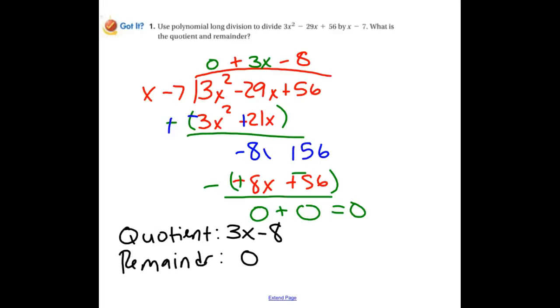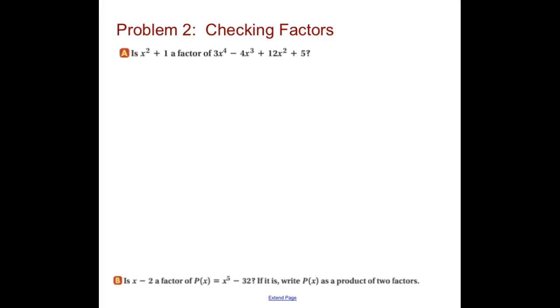So why do we do this polynomial long division? Well, we do this to check if something is a factor of another polynomial. So let's take a look at this next one. It says checking factors. Is x squared plus 1 a factor of 3x to the fourth minus 4x cubed plus 12x squared plus 5? What we're going to do is really ask, is 3x to the fourth minus 4x to the third plus 12x squared plus 5 divisible by x squared plus 1? So we're going to set up our polynomial long division.